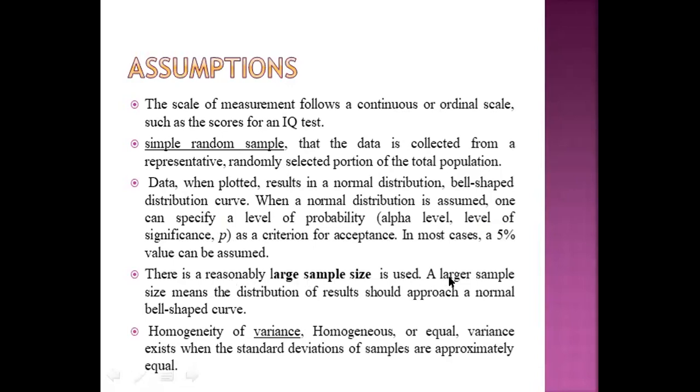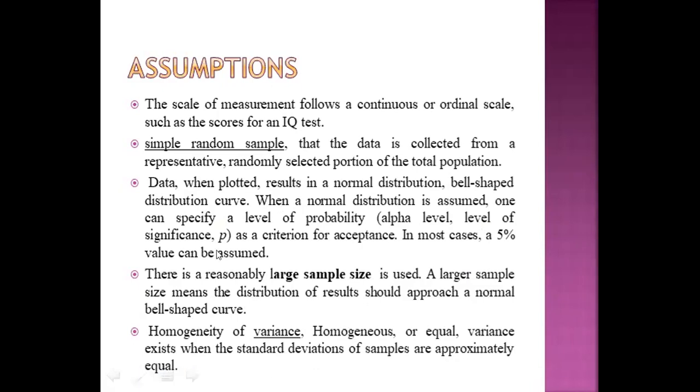But the t-test can also be performed if the sample size is less than 30. A large sample size means the distribution of results should approach a normal bell-shaped curve. There should be homogeneity of variance. Homogeneity or equal variance exists when the standard deviations of the samples are approximately equal.